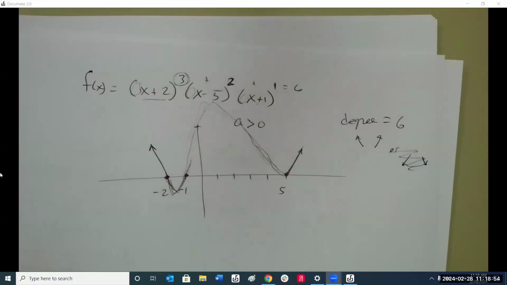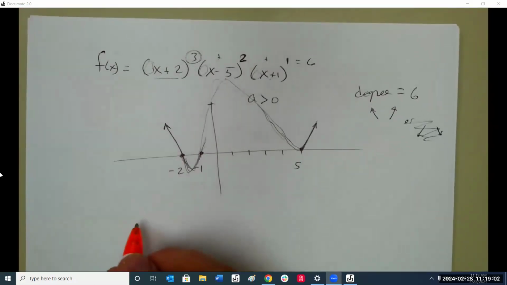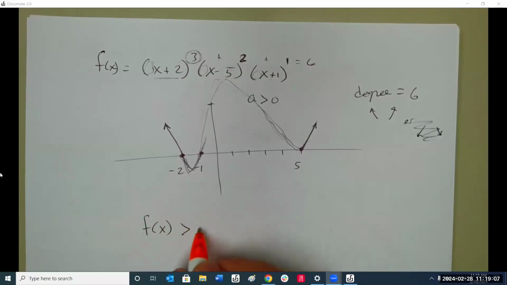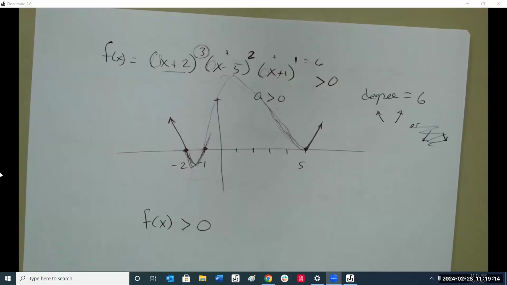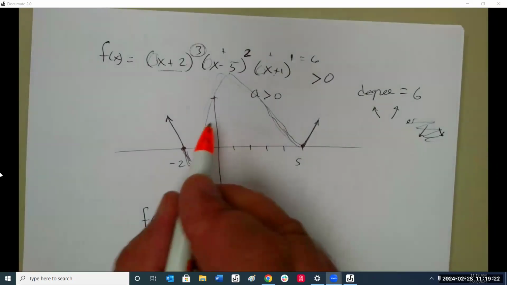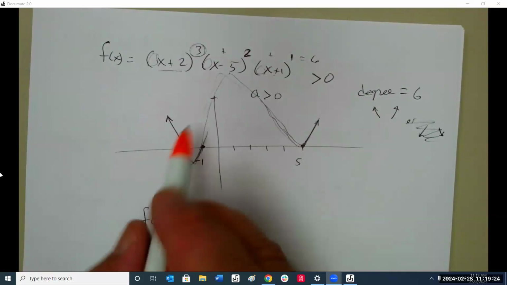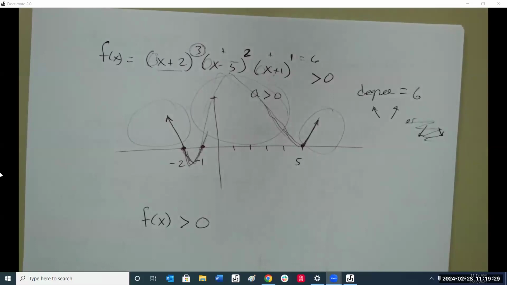So for this example, what if I said I wanted f of x is greater than 0? In other words, I want this whole equation where it's greater than 0. So what part of the graph do I want? Above or below the x-axis? Above the x-axis. So let's look at where is the graph above the x-axis? Here, here, and here.